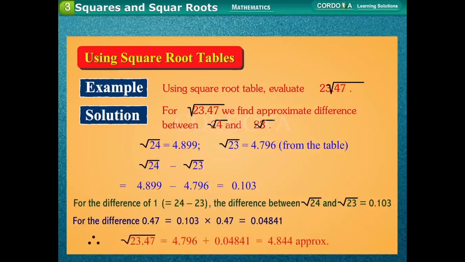Which is equal to 0.04841. Therefore, square root of 23.47 is equal to 4.796 plus 0.04841, which is equal to 4.844 approximate.